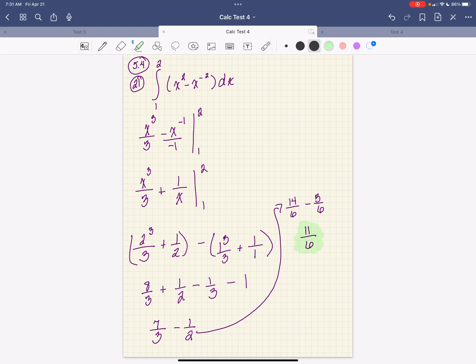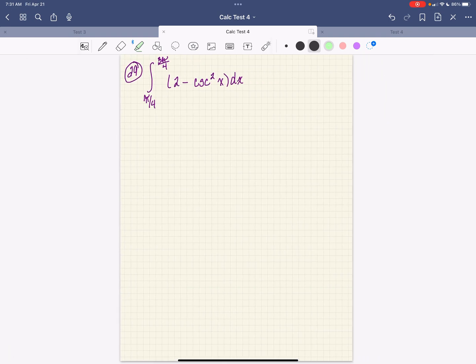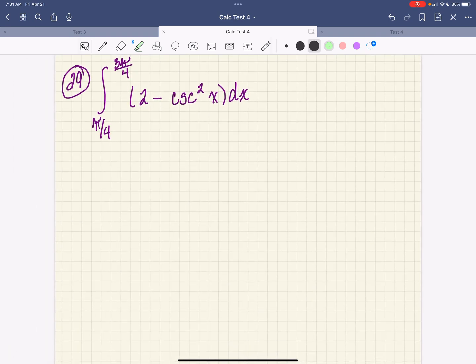And now we are going to do 29 on 5.4. Okay. Now, this one is trig. Remember to have those trig derivatives and antiderivatives close by, because that will make this one easier. Okay, so we don't need to rewrite anything.